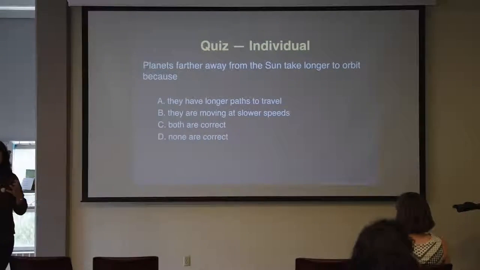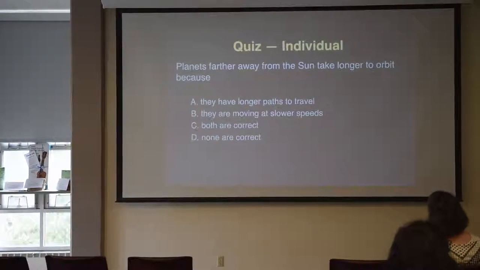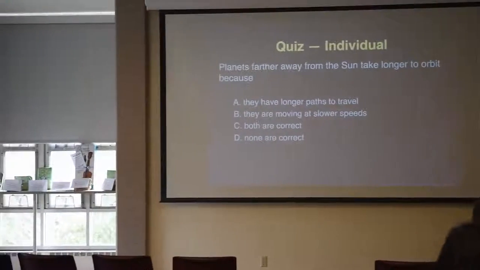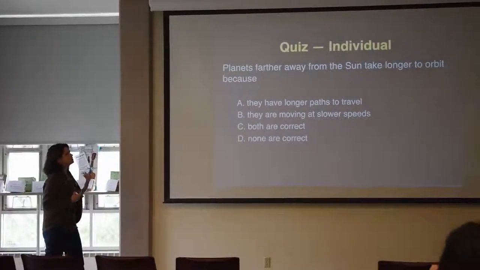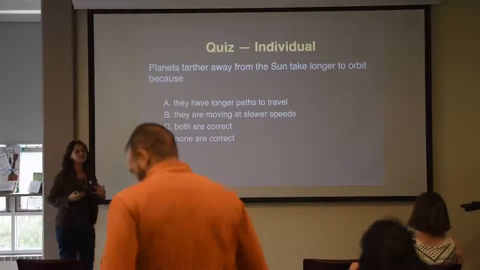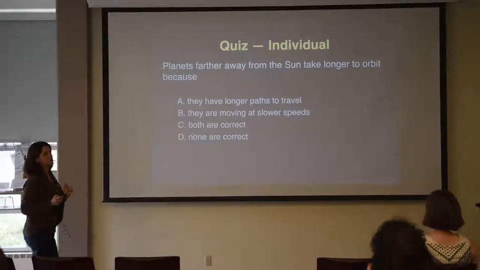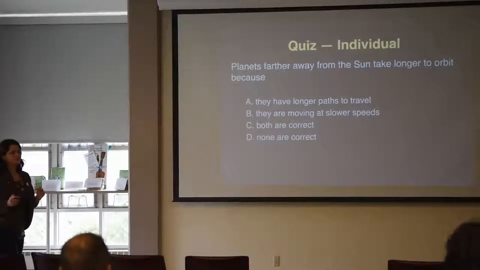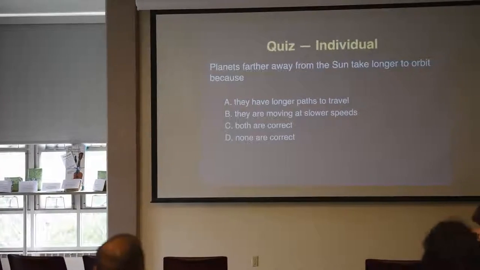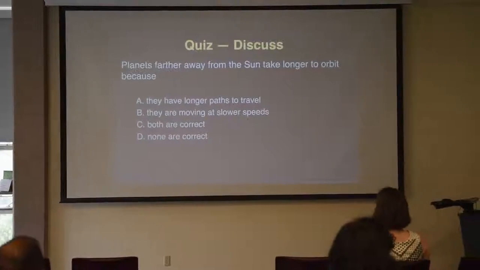So let's do another one. Now it's a little bit more complicated. Planets farther away from the sun take longer to orbit because... And I'm asking you to reflect even longer on why that is. Let's start discussing. Go for it.